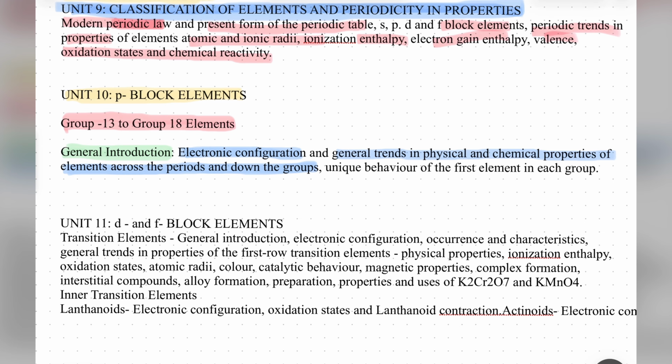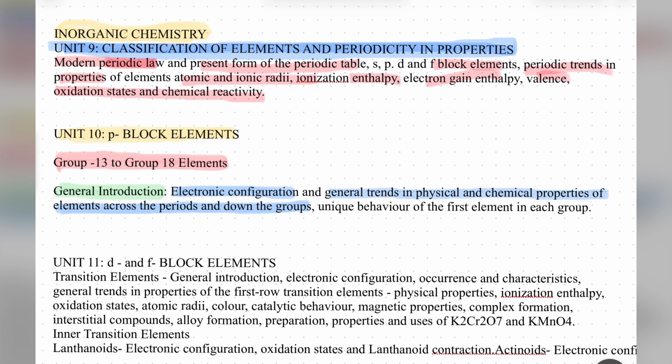This is nothing but again we are studying classification of elements. That's why the ninth unit is classification of elements, and the 10th unit is also related to classification of elements only. That is, general properties we need to study. Clear, friend? So there is no word like preparations and chemical properties of elements. There is no preparation of boron, no preparation of aluminium, or for example oxygen, ozone, sulfur, nitrogen. There is no such word given, just general trend and physical and chemical properties of elements across the period and down the group.